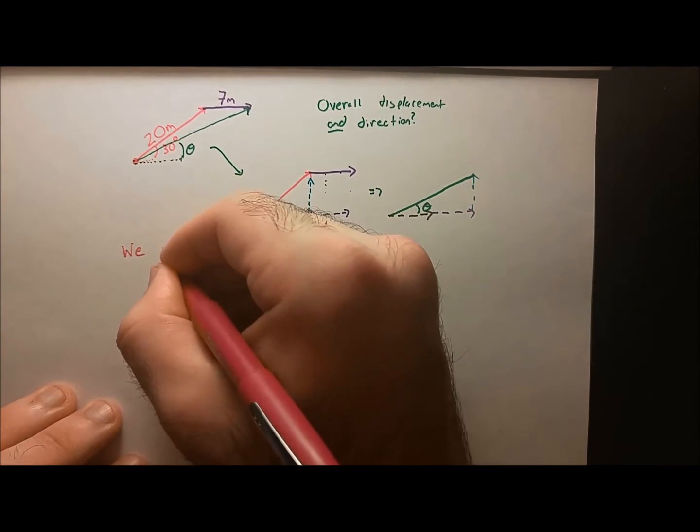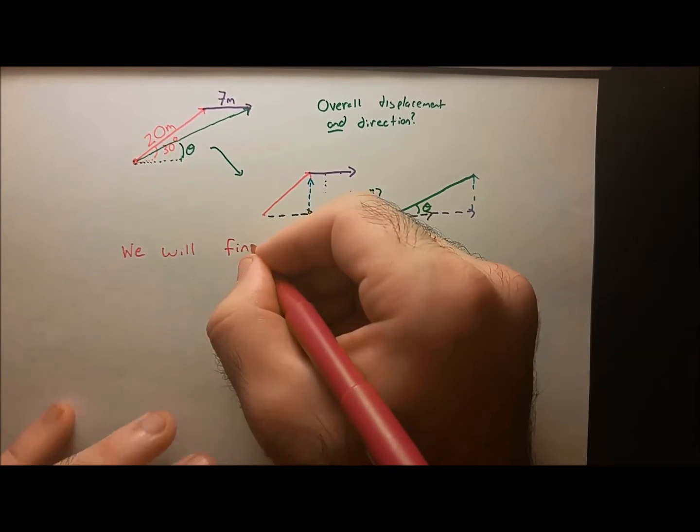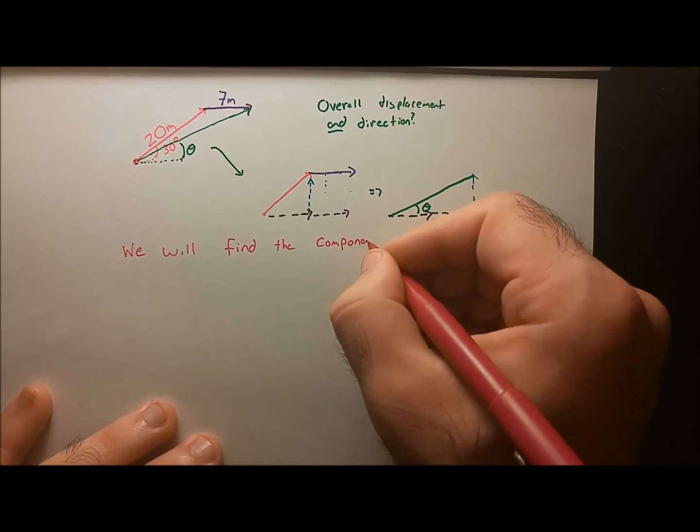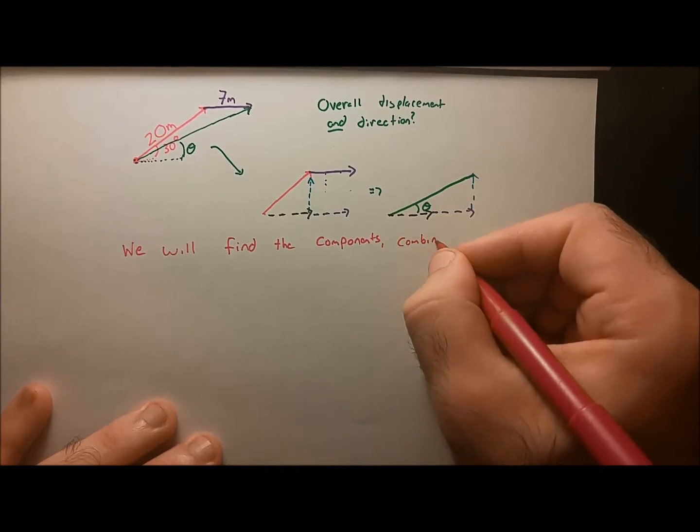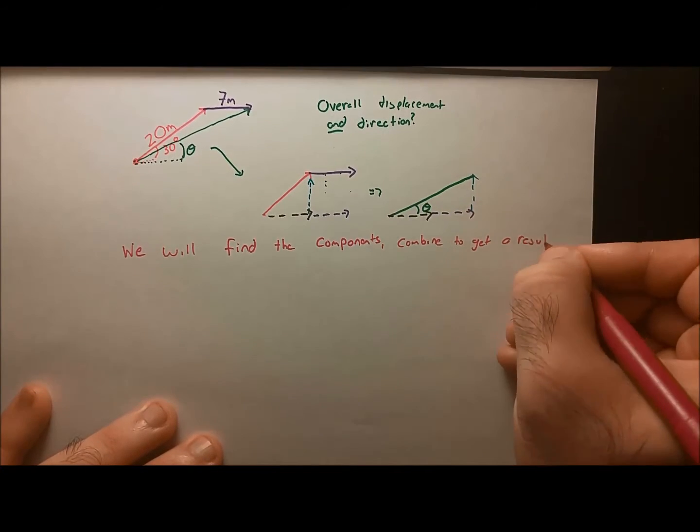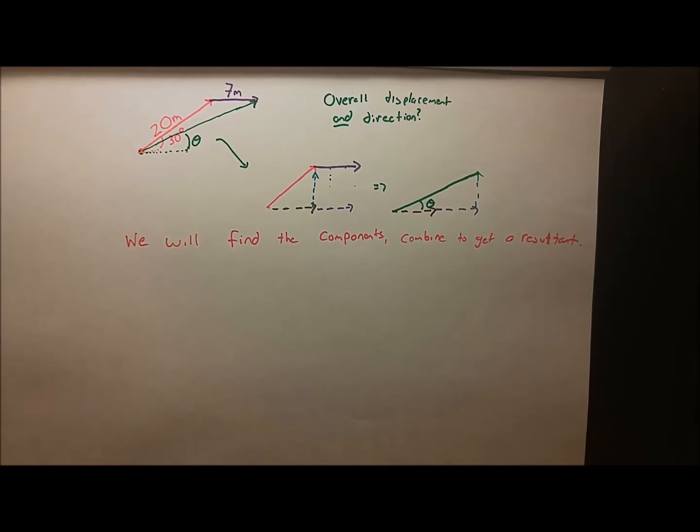It makes a right triangle. So we're going to find the x and y components of each of the parts and then use them to create this nice right triangle, which you could use sine, cosine, and the Pythagorean theorem for.